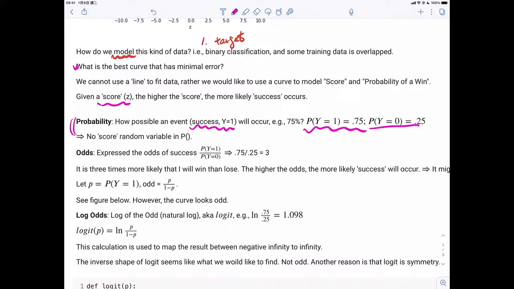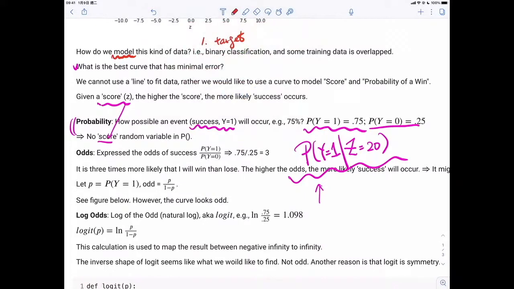However, when we use probability to describe such things, there's no score. The score is Z, right? We don't describe the score in this formula. So it would be more like this: I would like to predict the probability of a win under a certain condition. For example, the Z value equals, say, 20 points. That is the equation that fits our data better.